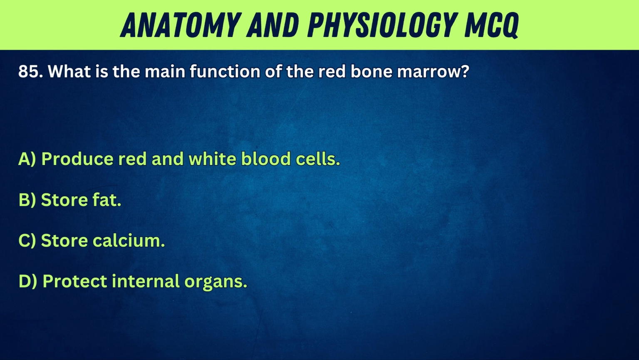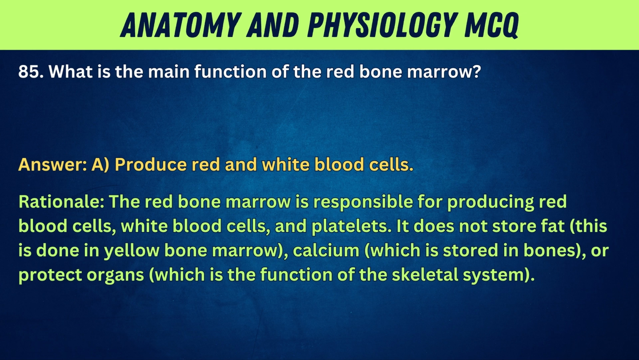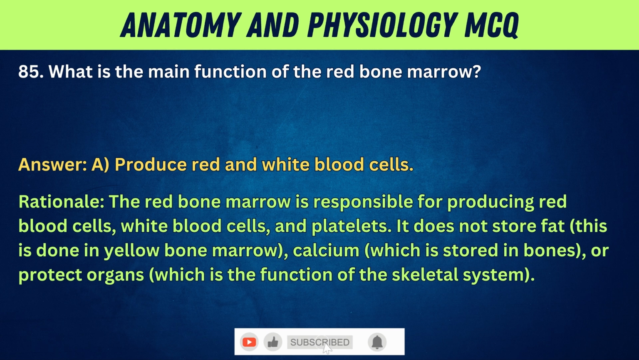85. What is the main function of the red bone marrow? A. Produce red and white blood cells. B. Store fat. C. Store calcium. D. Protect internal organs. Answer: A. Produce red and white blood cells. Rationale: The red bone marrow is responsible for producing red blood cells, white blood cells, and platelets. It does not store fat, which is done in yellow bone marrow, or calcium, which is stored in bones, or protect organs, which is the function of the skeletal system.